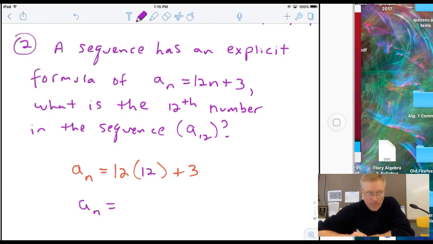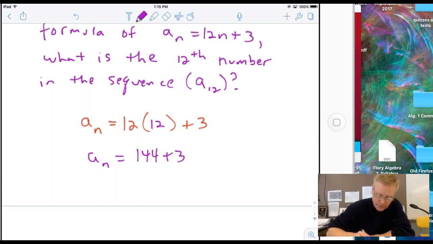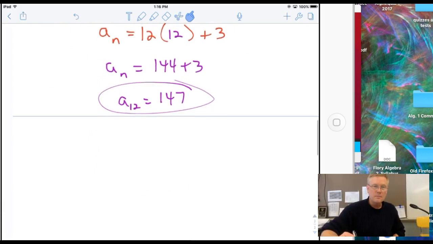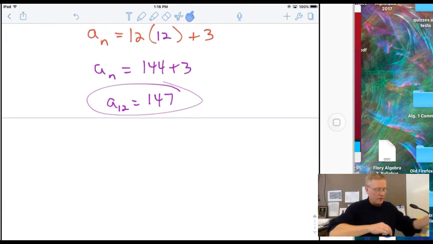Much better than recursive. So anyway, 12 times 12 is 144, and 144 plus 3 is 147. And that's the answer. I should change that from a of n to a of 12 to be correct. Okay, there we go. We good? If you have questions, check with me later. All right, so that was my second problem.